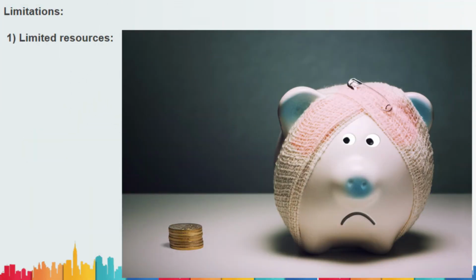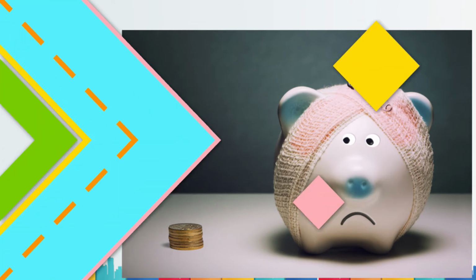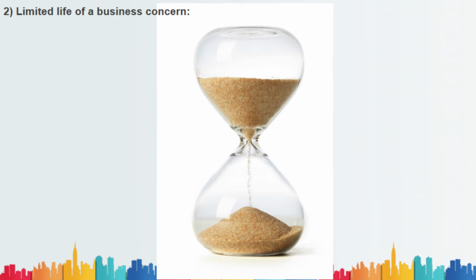The first limitation is limited resources. In this kind of business, there will be limited personal assets, savings, and borrowings. This leads to lack of resources. Again, this is a major limitation or a drawback for sole proprietorship. This is why so many businesses that start as a sole proprietorship will always be small and will remain small. So moving on to the next one, that is limited life of business concern.